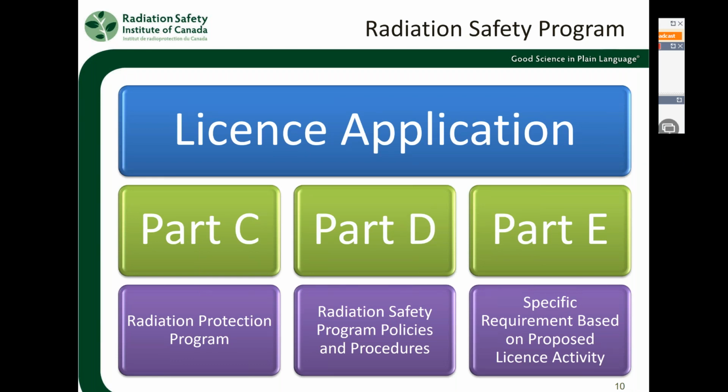Okay, so the main parts of the license application that are going to be put into your radiation safety manual are prompts that come from Parts C, D, and E. Part C is your radiation protection program. Part D is radiation safety program policies and procedures. And Part E is all the specifics that are particular to your license type. So you wouldn't fill out all of Part E, only the sections that in fact apply to you.